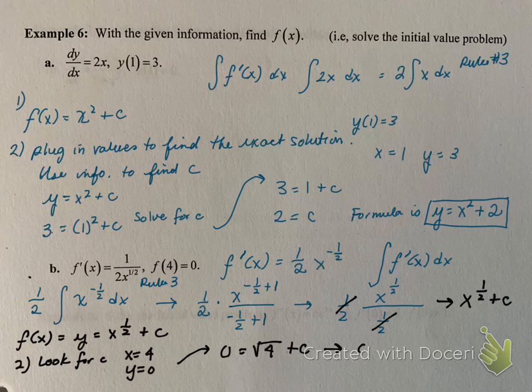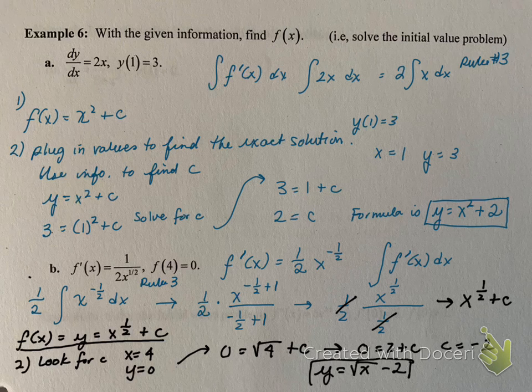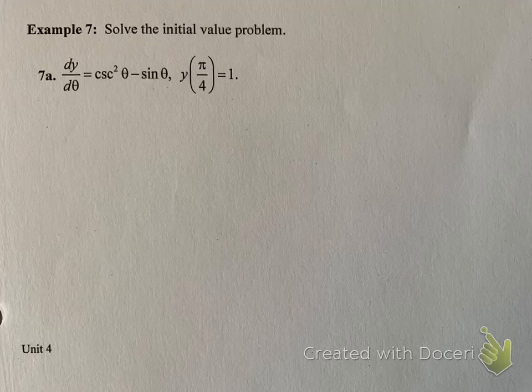So what do I get here? I get 0 equals 2 plus c, or c equals negative 2. So I go back into the derivative formula, which I'm going to underline here, and I'm going to put y equals the square root of x and then minus 2. That is the initial value when x equals 4 and y equals 0. Okay, so once again, find the family of the original function and then find c. Okay, so we'll look at this one, and then I'll stop the video and start a new one.